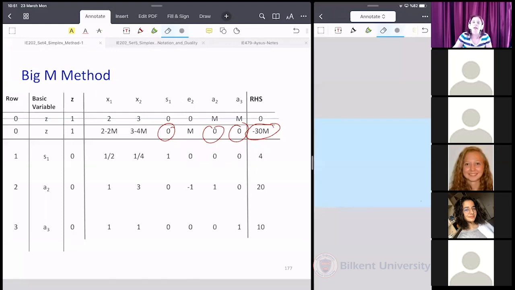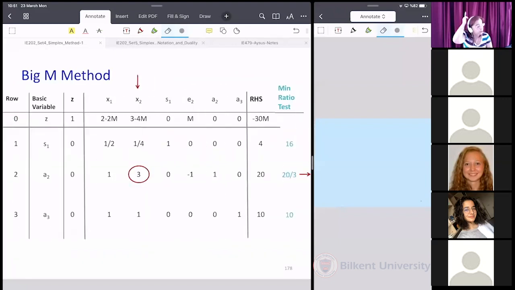All right. Okay, then what I'm supposed to do, I'll do more normal simplex iterations. As you see now, the most negative variable in the row 0 will be my entering variable, right? So x2, because I have 2 negatives in my row 0. x1 also has a negative coefficient, but minus 4M is supposed to be larger than minus 2M.